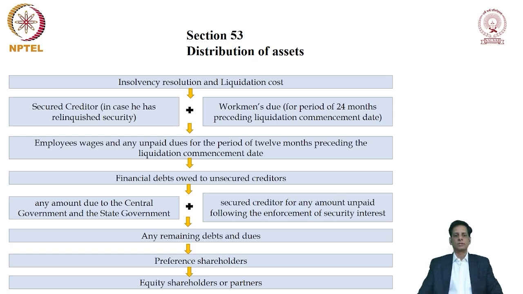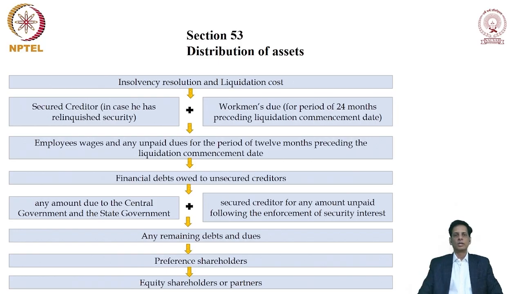And then lastly, we have a few more priorities, that is financial debts owed to unsecured creditors will now come in fourth position. You look at the ranking. Number 1 is insolvency costs. Number 2, secured creditor plus workmen. Number 3, employees. Number 4, financial debts to unsecured creditors.